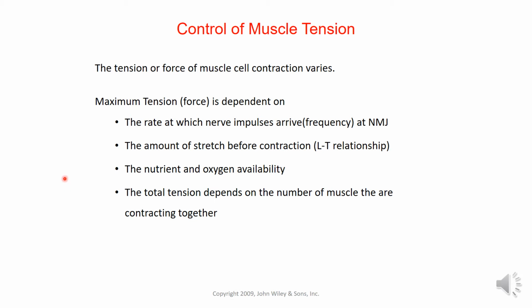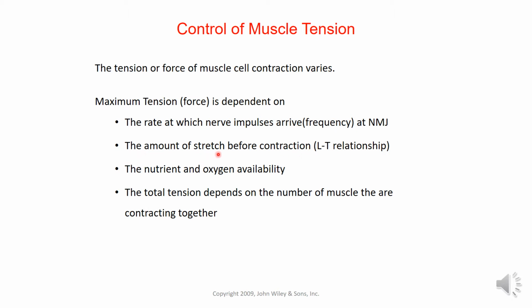Control of muscle tension. The tension or the force of the muscle contraction is usually variable. It is not the same all the time. We have multiple degrees of contraction present in the muscle, and the maximum tension or force of contraction is dependent on, number one, the rate at which nerve impulses arrive at the neuromuscular junction, or we can mention it as the frequency of stimulation of the muscle.